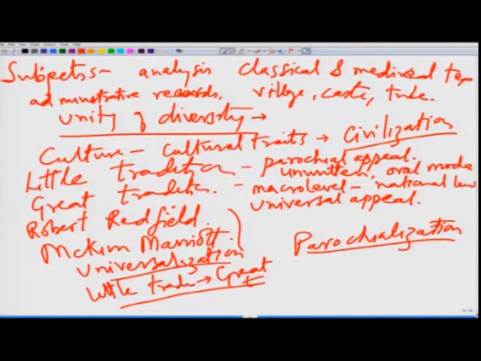On the other hand, when the macro traditions, the universal traditions, are gradually absorbed and accommodated in specific regions in a specific fashion, or taken up and adopted in their own way at the local level, at the regional level, so that the parochial reach is there, then we see that this is the process of parochialization. So, the universal, that is the great traditions, are shifting towards the little tradition.